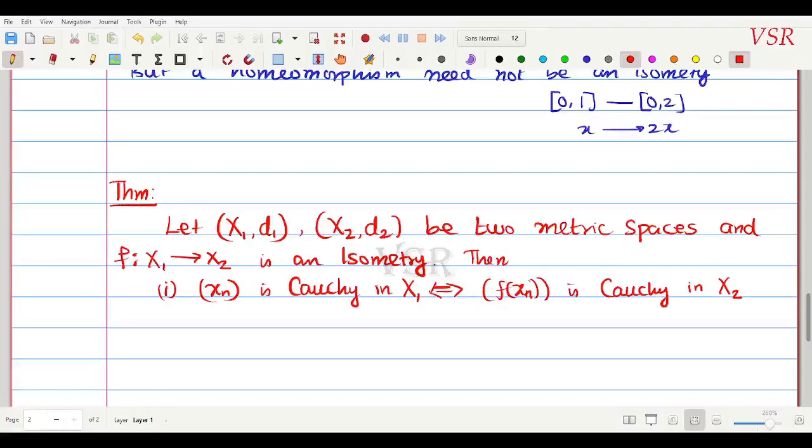Okay, இப்போ isometry ல மட்டும் இந்த condition true. Okay, and number two, we'll have this condition. That is, capital X1 is complete if and only if X2 is complete. Okay, இது ஐசோமெட்ரியாக இருந்தால் we will always have this condition. X1 complete ஆக இருந்தா then X2 is also complete. சரி, so these are the main important properties. Okay, சரி, இத ப்ரூஃப் பண்ணலாமா?